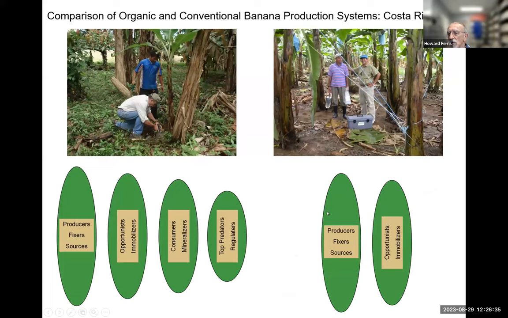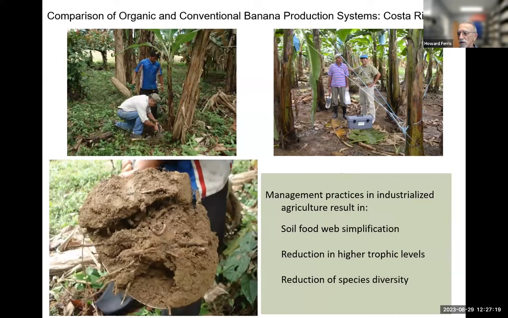So we could ask, what attributes of the food web are present? In this organic system, we have producers, the fixers of carbon, the plants of various kinds. Then there are opportunistic species, nematodes and other organisms feeding on the roots, but they're being consumed by things that feed on them, and those in turn are being consumed by other things. All of these are releasing nutrients to the soil, and so the food web is functioning. As opposed to here, where the producers and fixers are growing very well, and there are some organisms feeding on the plant roots, but they're also having to feed these systems with a lot of fertilizers and regulate things with pesticides and so on.